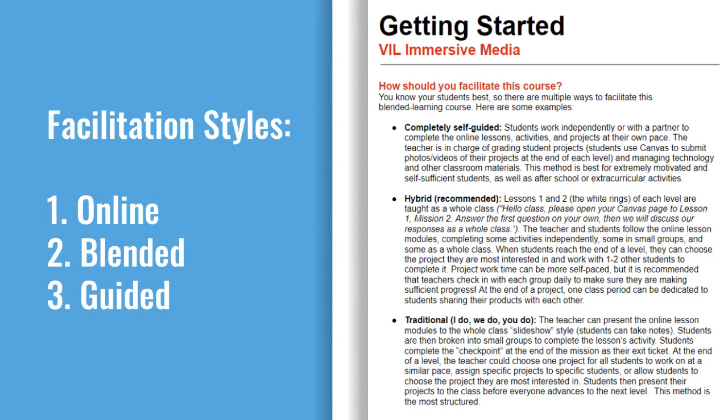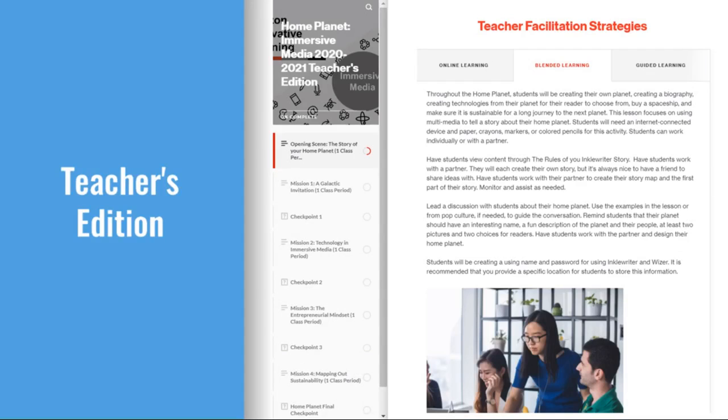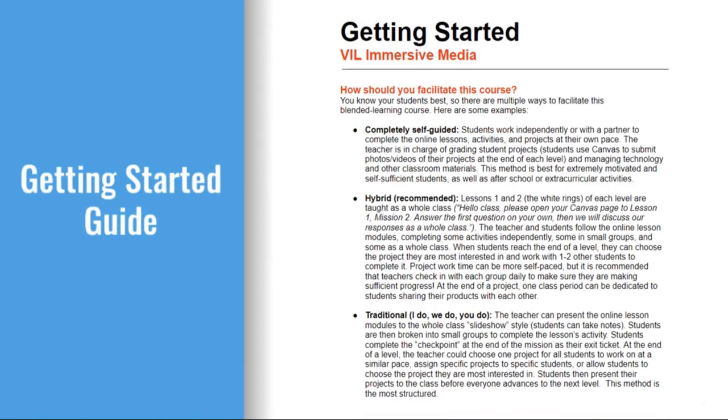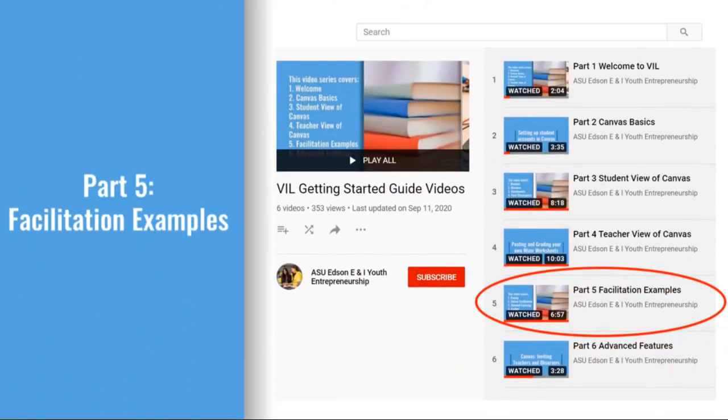As you may have noticed, we have 3 different approaches for facilitating VIL courses. These include online, blended, and guided learning. Be advised you are not locked into one facilitation style. You can move through the different facilitation styles to best meet the needs of your classroom for the duration of your implementation. You can find detailed facilitation tips in the Facilitator's Guide for each mission, as well as overviews in the Getting Started guide, and in Part 5 Facilitation Examples video in the VIL Getting Started video series.